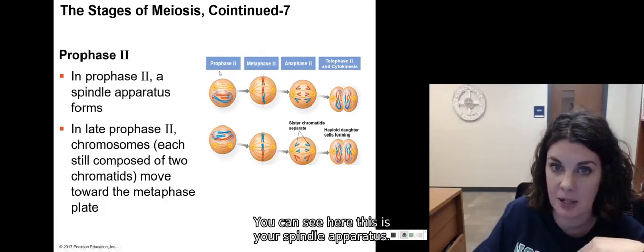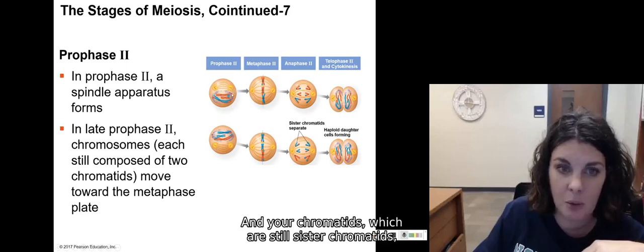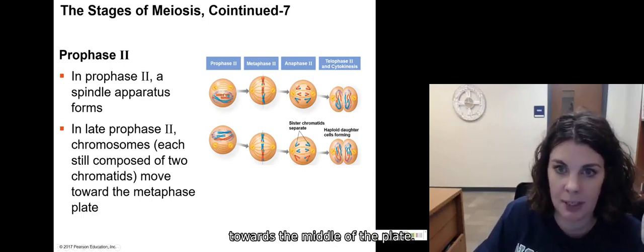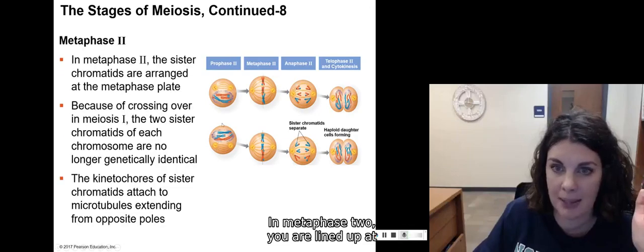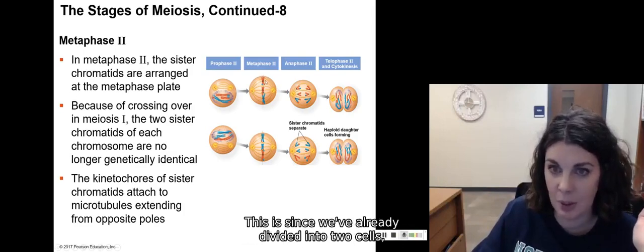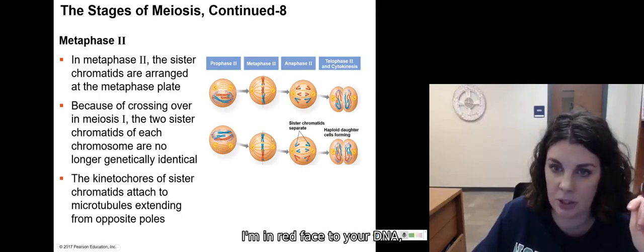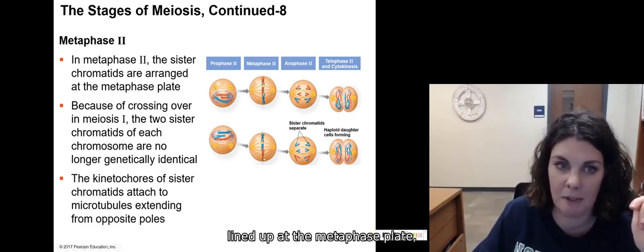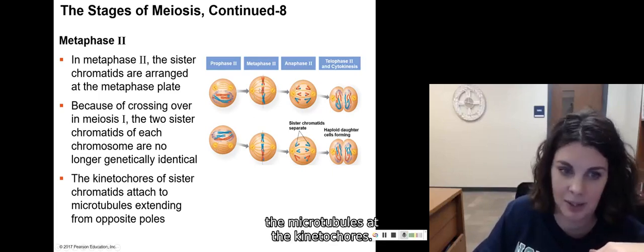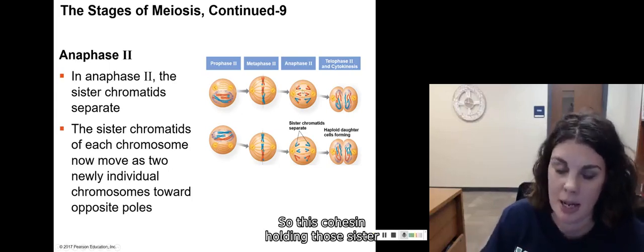So in prophase 2, we're forming our spindle apparatus. You can see here, this is your spindle apparatus. And your chromatids, which are still sister chromatids, are going to start moving towards the middle of the plate. In metaphase 2, you are lined up at that metaphase plate. Since we've already divided into 2 cells, we're going to keep following these 2 cells. In metaphase 2, your sister chromatids are lined up at the metaphase plate, connected to the microtubules at the kinetochores. In anaphase 2, the sister chromatids are separated.